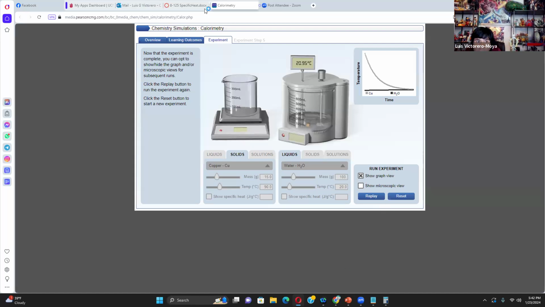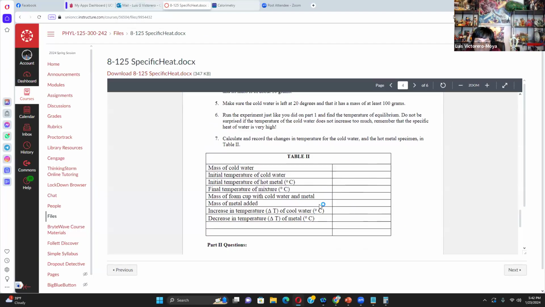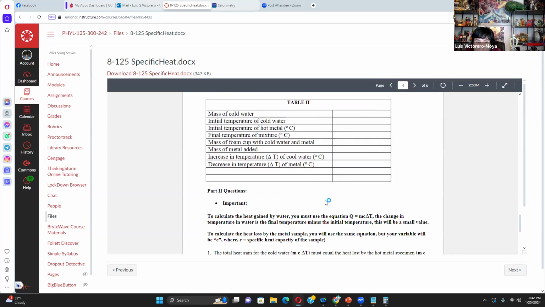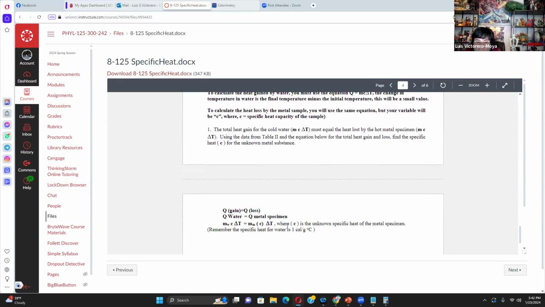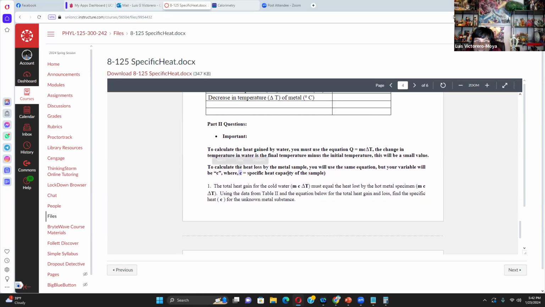So at the end of the day, what you have to do to find the specific heat capacity of copper, because that's the end of part 2, is to fill in this table. You have the mass of cold water, the initial temperature, which was 20, the initial temperature of the hot metal, 90, the final temperature of the mixture, 20.95, and then the mass of the metal, 15 grams. And then you will do the equations. Again, Q gain, but now you will make it equal to Q loss. What's your variable? Your variable is C.